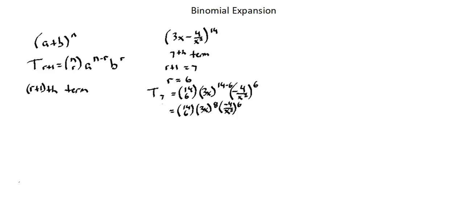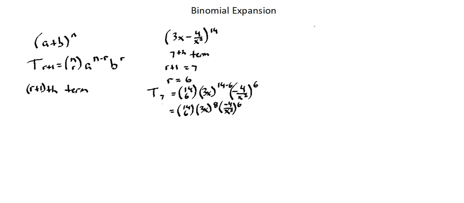If you wanted to further simplify, then you identify your constants, which are the binomial coefficient 14 over 6 times 3 to the power of 8 times negative 4 to the power of 6, and then you identify your variable terms, which are x to the power of 8 and 1 over x squared to the power of 6. Here we'll leave our solution in unsimplified form and now move on to our second example.